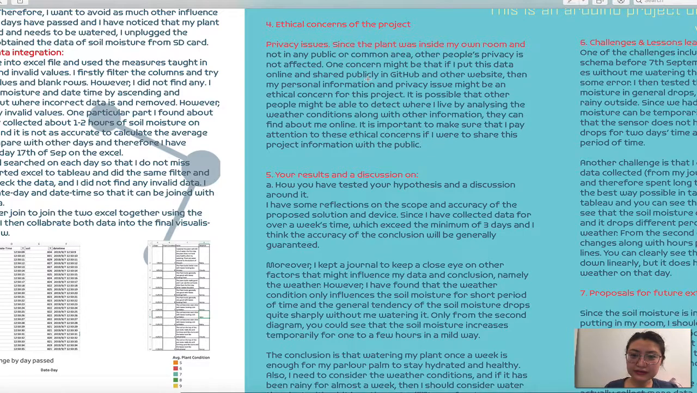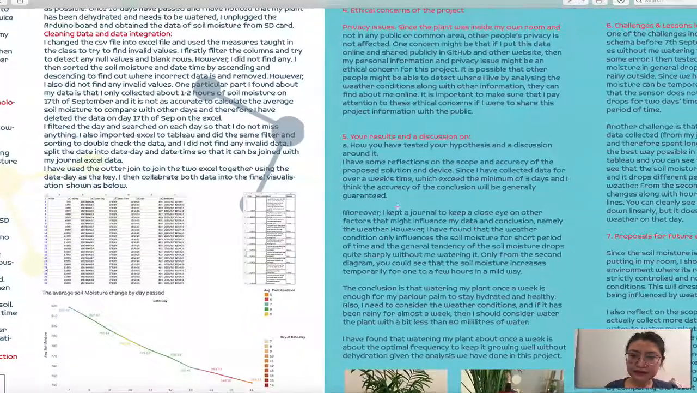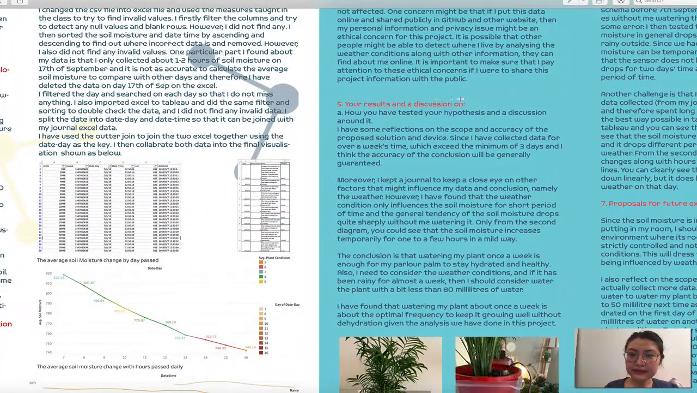This is because it is possible that other people might be able to detect where I live by analyzing the weather conditions that I provided along with other information. So I think this is an important concern, and I will keep that in mind.